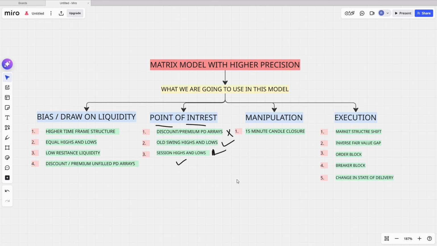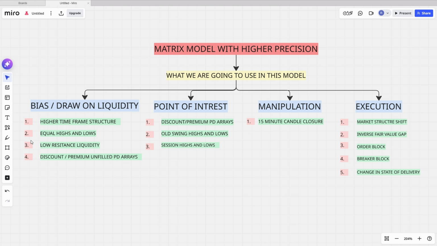Over time, as your understanding improves, you can combine both approaches to identify higher quality points of interest with greater precision. The next concept I'm going to explain is the most important part of the matrix model. Most of you already know what I am referring to here. I am talking about the manipulation that occurs on the 15-minute time frame after a liquidity sweep. This step is critical to the entire model, and without it, the setup is not considered valid.